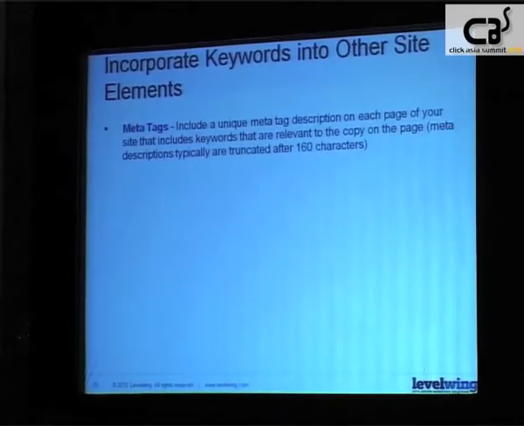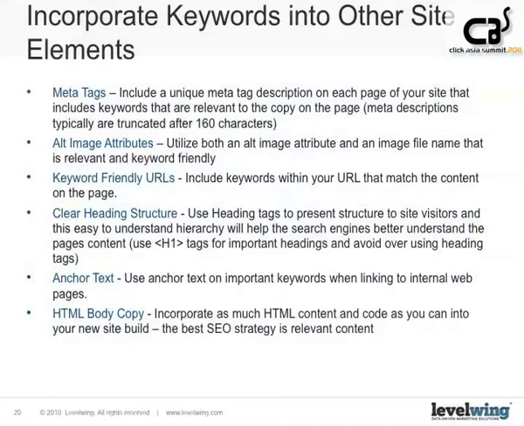You want to incorporate your keywords and other important site elements, and these would be things like meta tags, or more specifically, a meta description. So you want to have a unique description, and keep in mind, this will get truncated most likely after 160 characters. So again, front load that content so you're getting the important information, the relevant keywords right there up front.